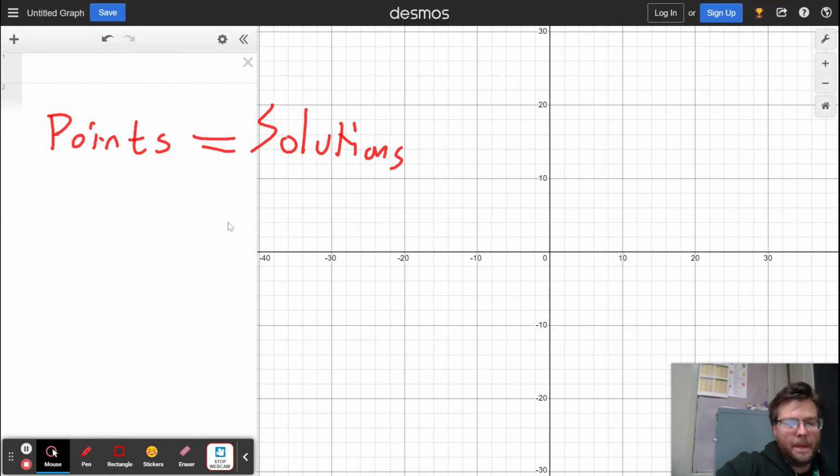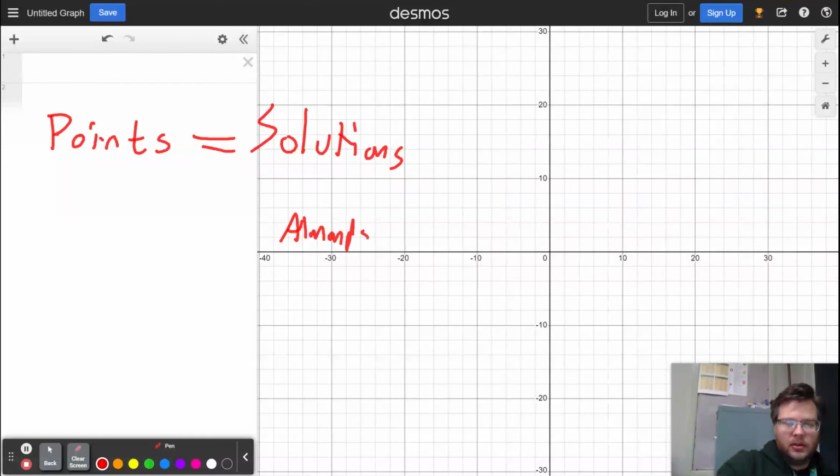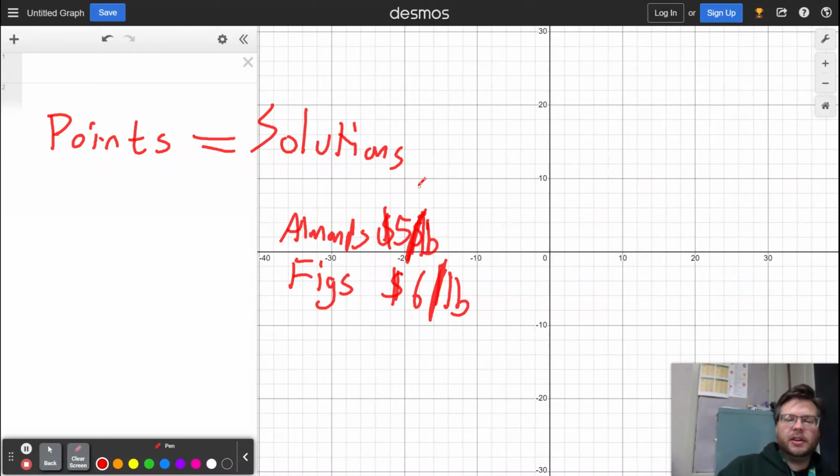So for example, maybe you go to the store and you buy almonds for $5 a pound. $5 per pound, I don't even know if that's reasonable. And you buy, I think we talked about figs the other day, you buy figs for $6 a pound. That's terrible handwriting. Okay, $5 a pound for almonds, $6 a pound for figs. And let's say that you spend a total of, let's make it $60.